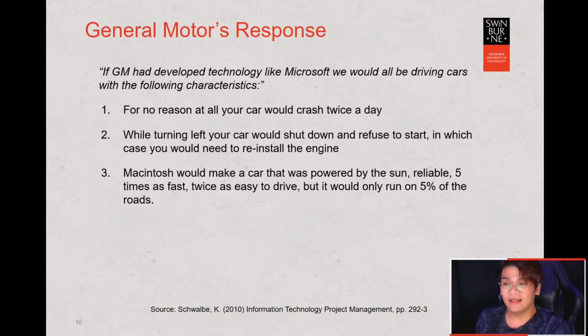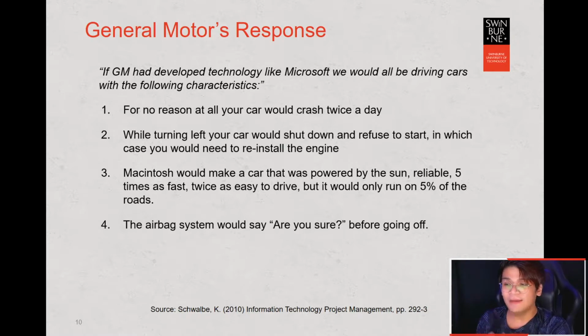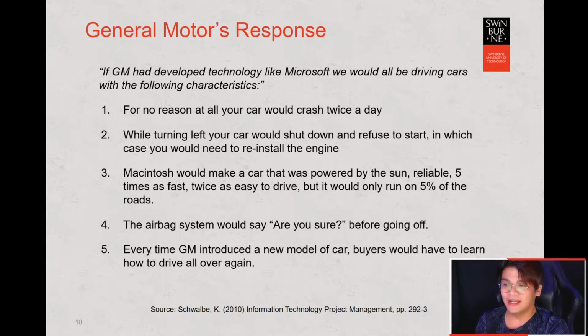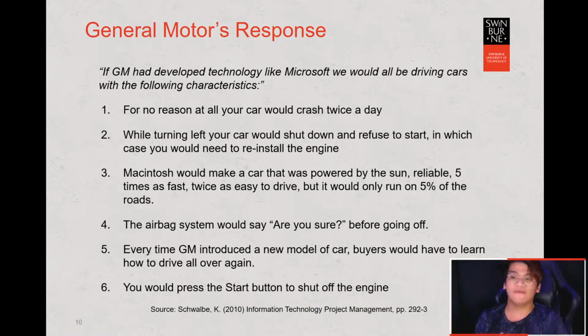Macintosh will make a car that was powered by the sun, reliable, 5 times as fast, twice as easy to drive, but will only run on 5% of the roads, meaning less software runs, even though it runs a lot better. The airbag system would say, "Are you sure?" before it goes off, which is your user account control thing. And every time General Motors introduces a new model of car, buyers will have to learn how to drive all over again. And finally, you will have to press the start button to shut off the engine.